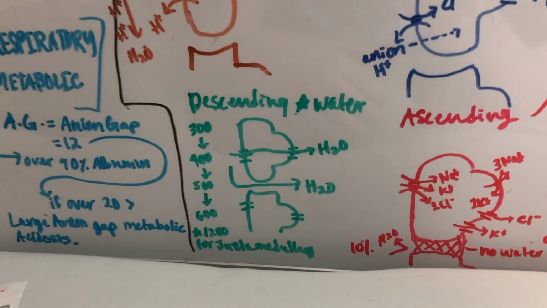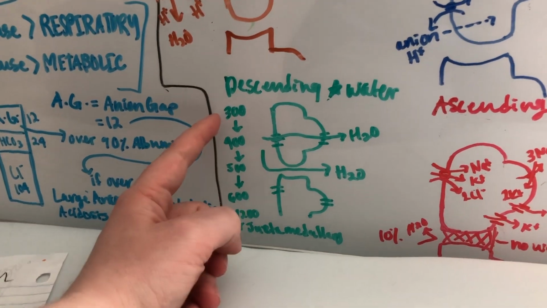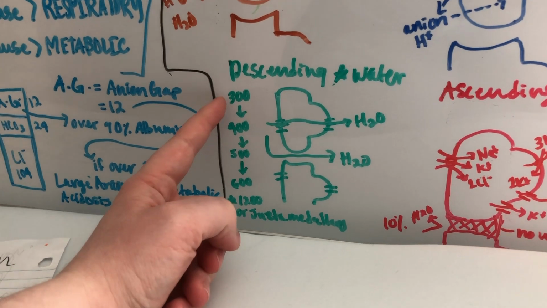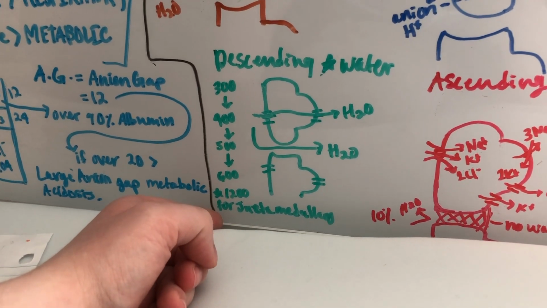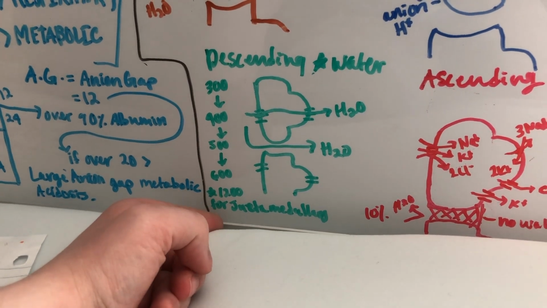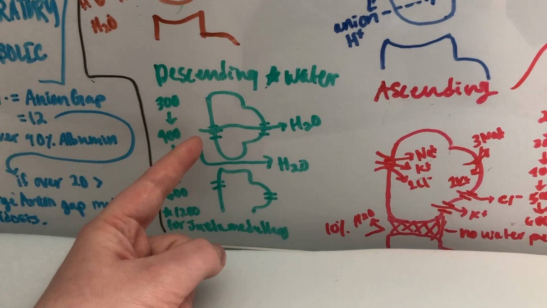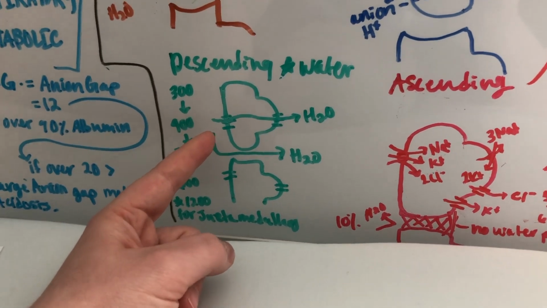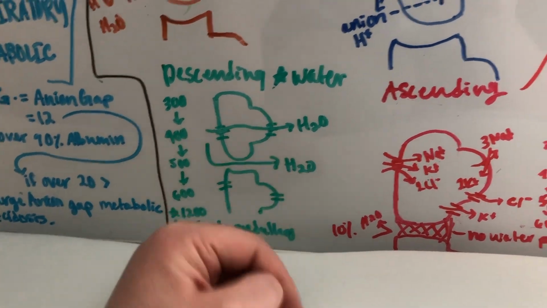We're going to jump to the descending tubule now, and this is where most of the water is absorbed. So our osmolarity levels go from 300 to 400, 500 to 600, and then all the way down to 1200 for the juxtamedullary, and we'll go into more detail on that in the next video. But we've got different ways that water can move in and out, and so we have our aquaporins, and then we have between our cells.